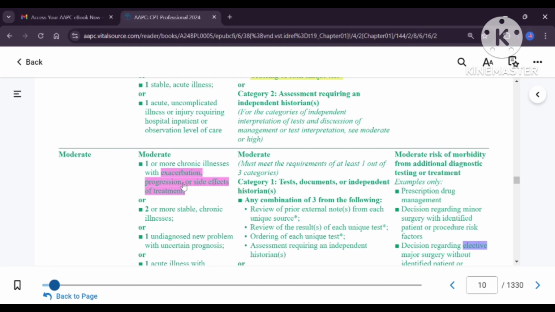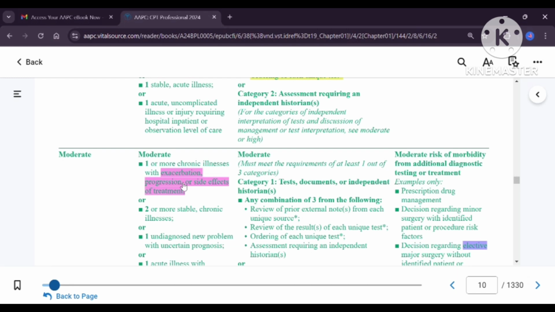It is not under good control. The disease is not under good control. There is a lack of control even with medicine, or due to the medicine the patient is taking for a long time for this disease, now he has developed some side effect. Then it is considered as moderate level of MDM. Or the patient should have 2 or more stable chronic illnesses. Stable, but it is chronic and the number is 2 or more. Then it is moderate MDM.